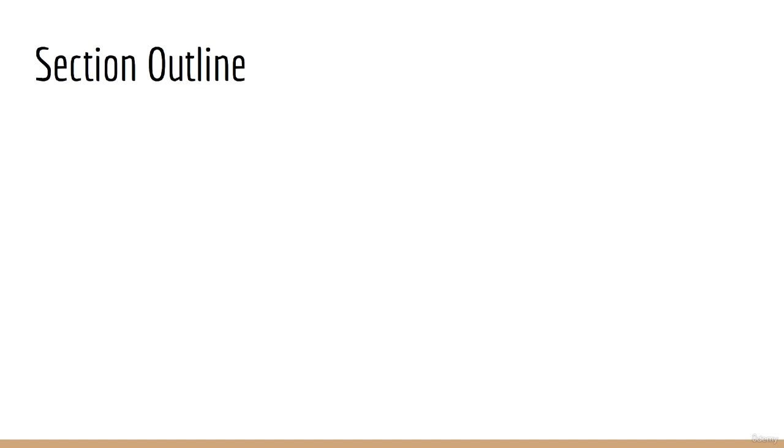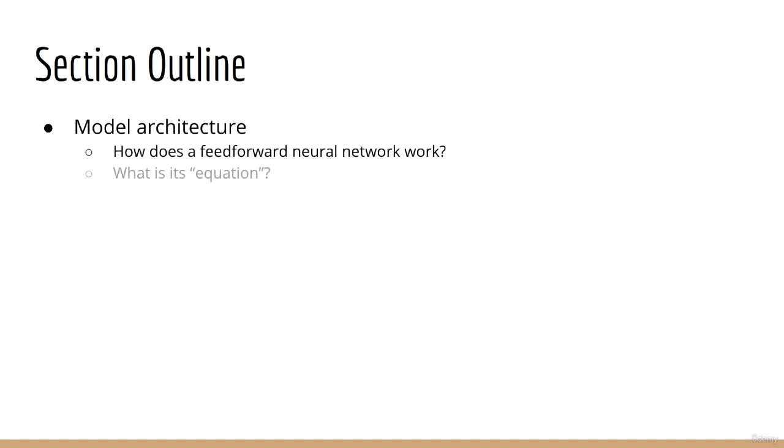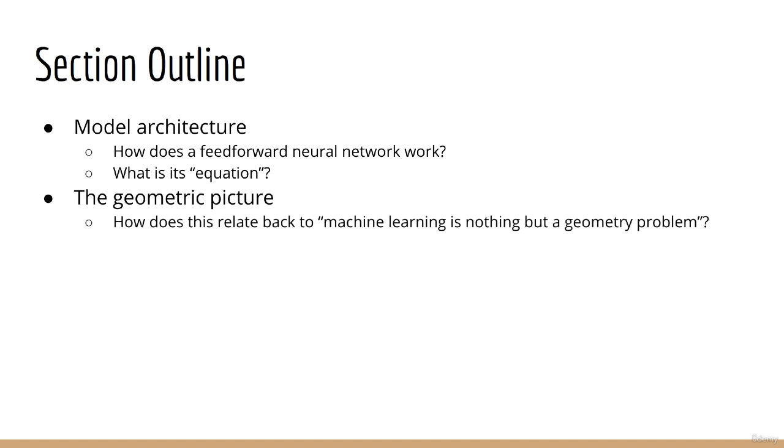In the rest of this lecture, we are going to outline what we will discuss in this section of the course. First, we are going to start out again by discussing the model architecture. As you know, the model we'll be discussing in this section is the feed-forward neural network. The next step, after discussing the model architecture, will be to go back to the geometric picture. If you recall, my motto goes, machine learning is nothing but a geometry problem. So how do neural networks extend the capabilities of a basic linear model in terms of solving this geometry problem?